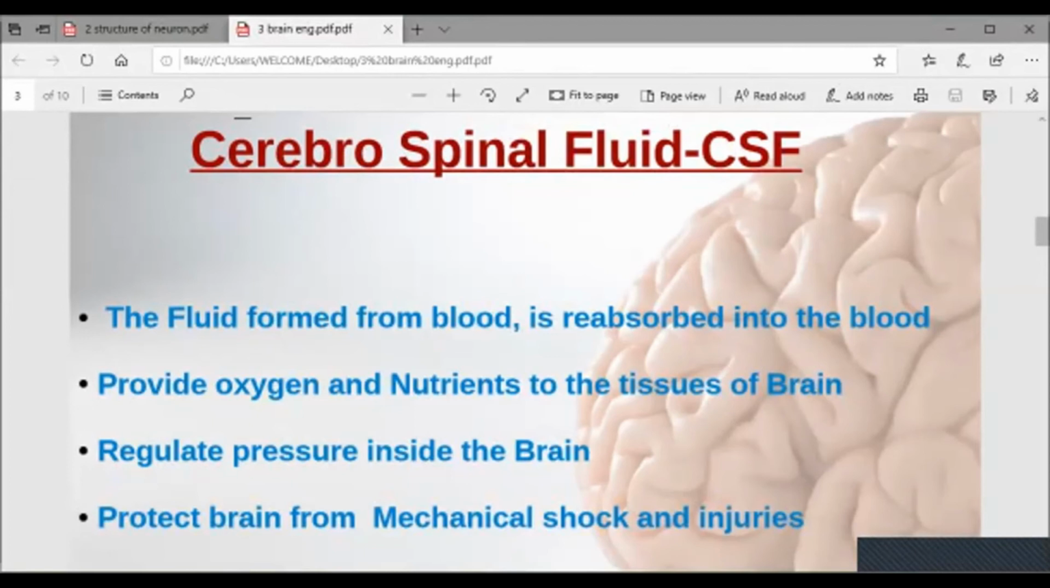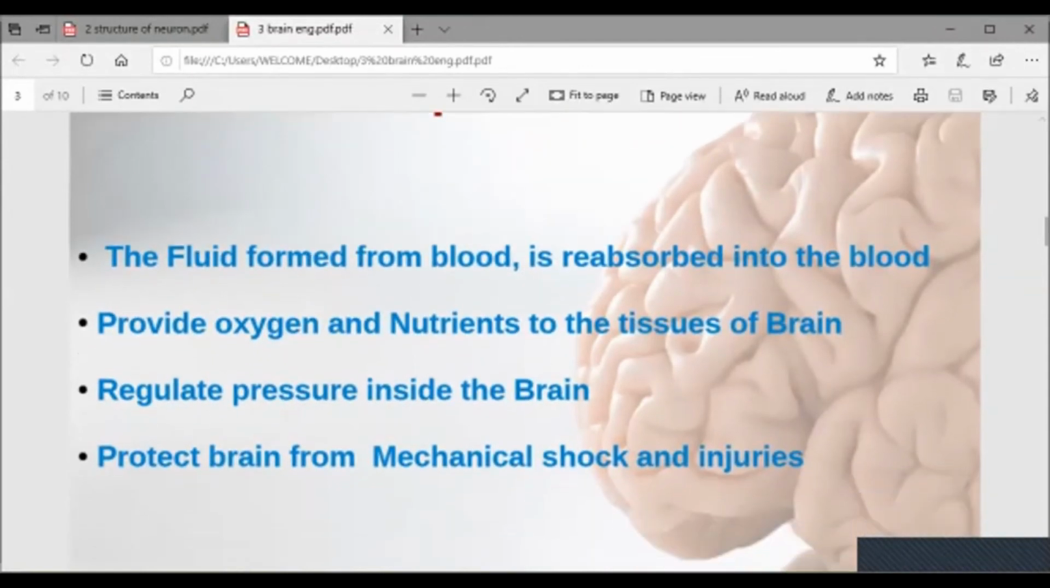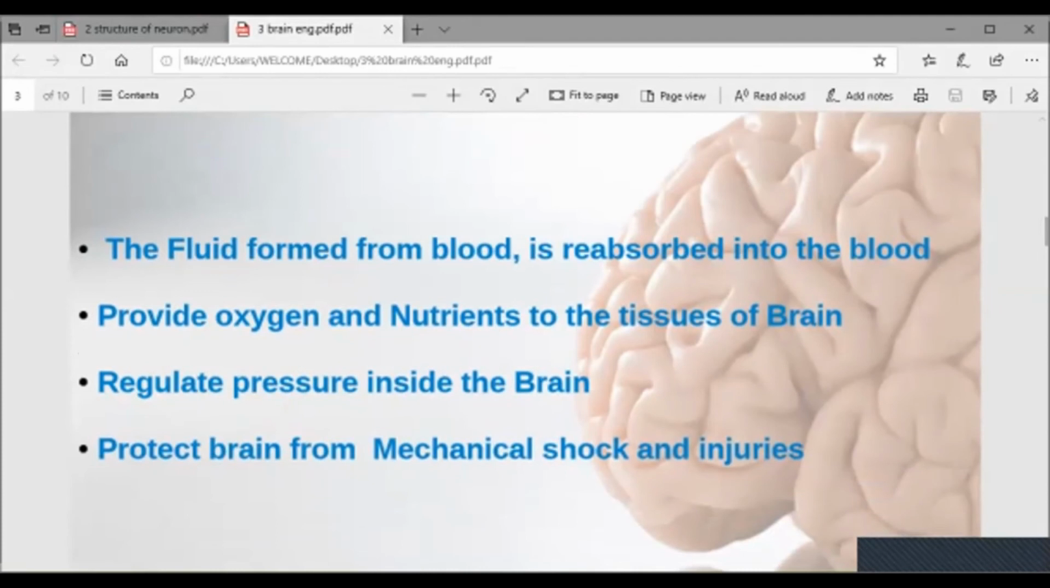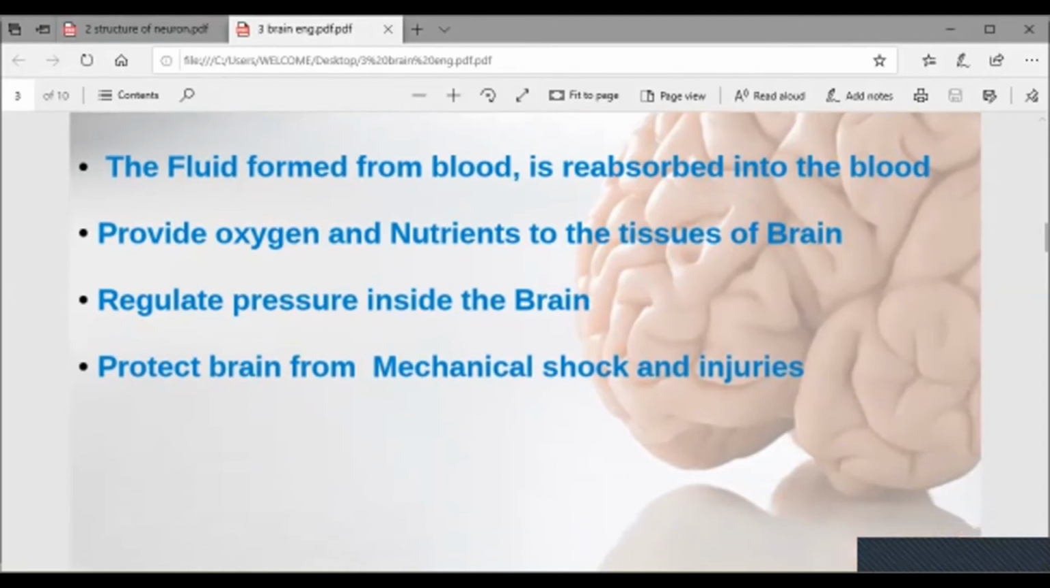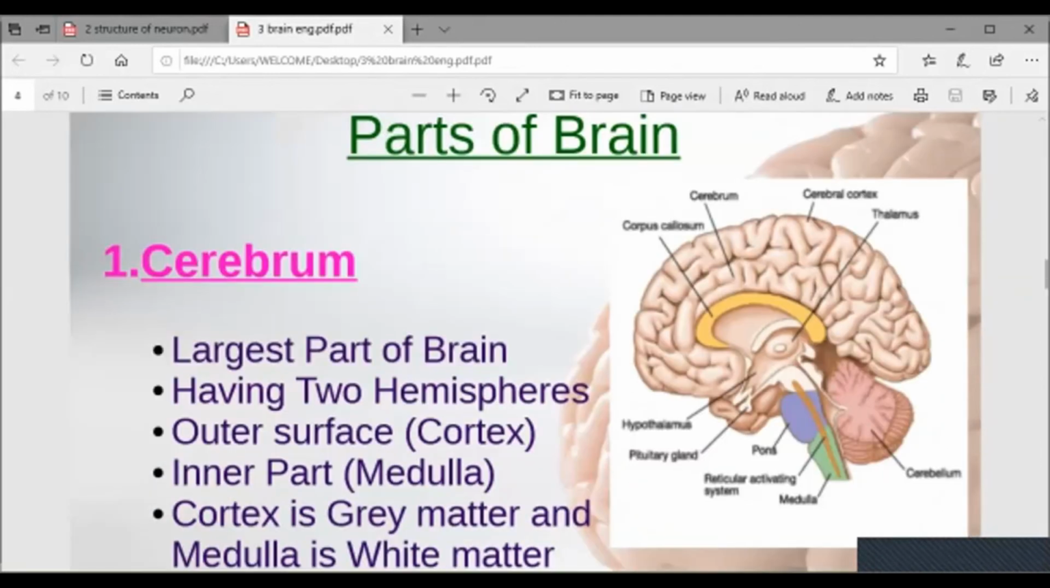It provides oxygen and nutrients to the tissues of the brain, regulates pressure inside the brain, and protects the brain from mechanical shock and injuries. As the myelin sheath protects the axon, here the cerebrospinal fluid protects the brain from mechanical shock and the injuries. Then parts of the brain we can study in the next class. Okay.